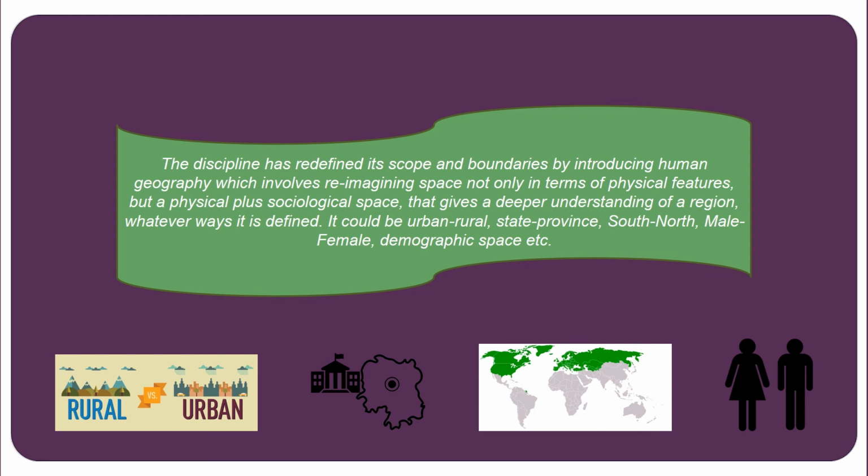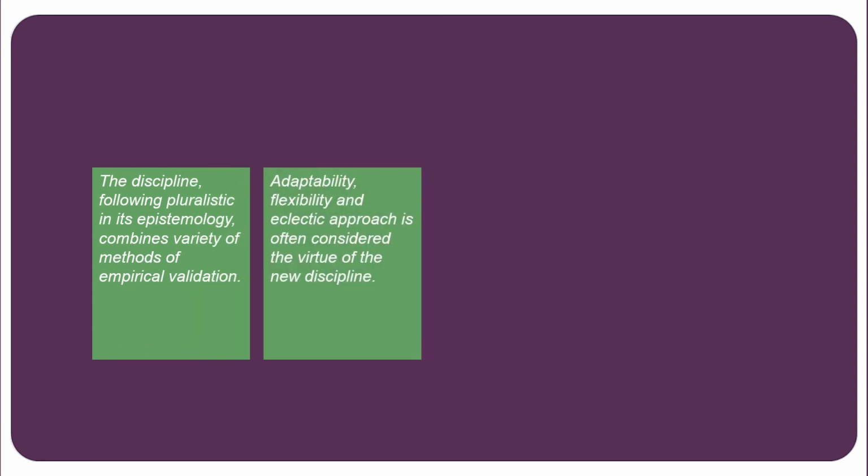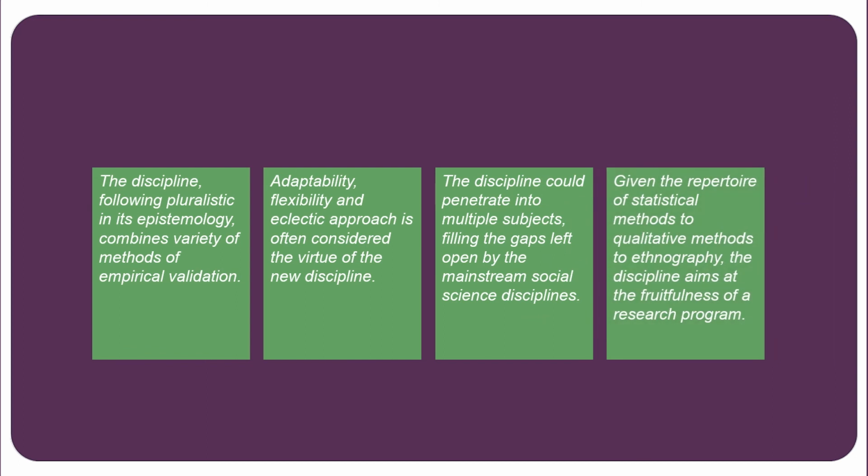It could be urban, rural, state, province, south, north, male, female, demographic space, etc. The discipline, following a pluralistic method in its epistemology, combines a variety of methods of empirical validation. Adaptability, flexibility and an eclectic approach are often considered the virtues of this new discipline. The discipline could penetrate into multiple subjects, filling the gaps left open by the mainstream social science disciplines. Given the repertoire of methods from statistical to qualitative to ethnography, the discipline aims at the fruitfulness of the research program.